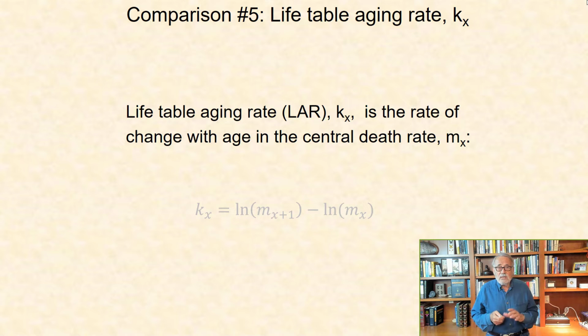Life table aging rate Kx is the rate of change with age in the central death rate mx, where Kx equals the log of mx plus 1 minus the log of mx.